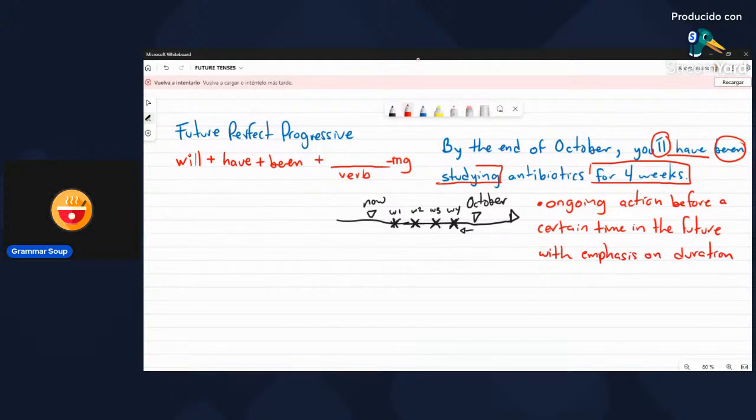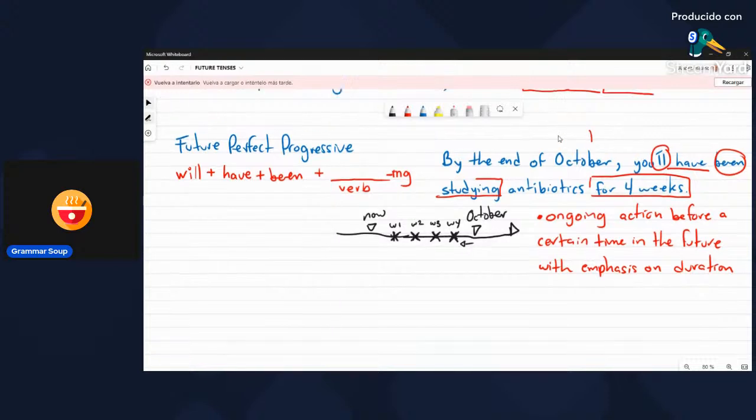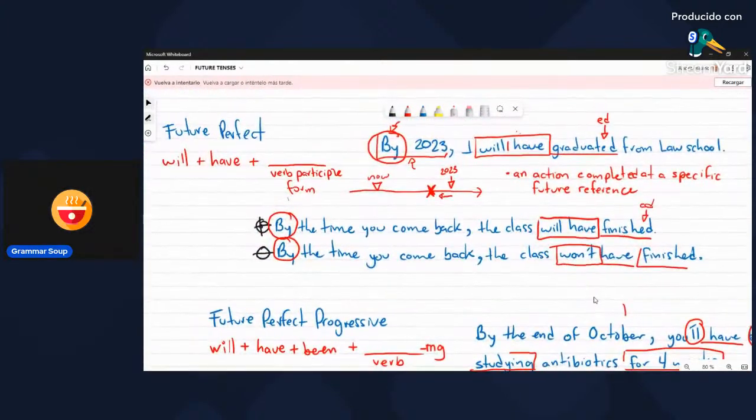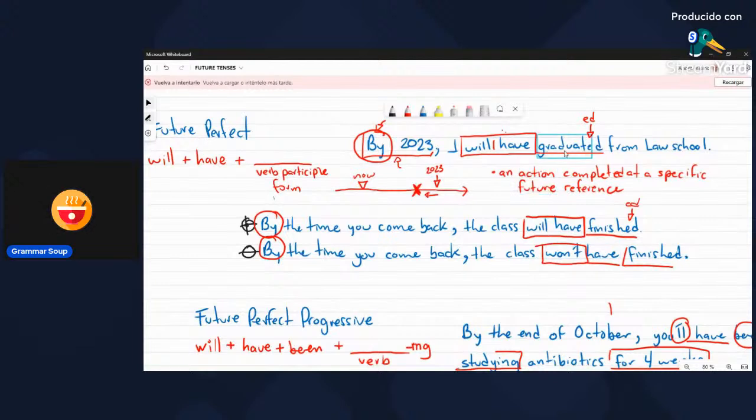Yes, that's how I use the future perfect progressive. It's the same as the future perfect. It's just that in here, I don't give so much reference to the duration of the activity. I didn't say how long I would be graduating. I just said that it was a completed action, as you can see here.